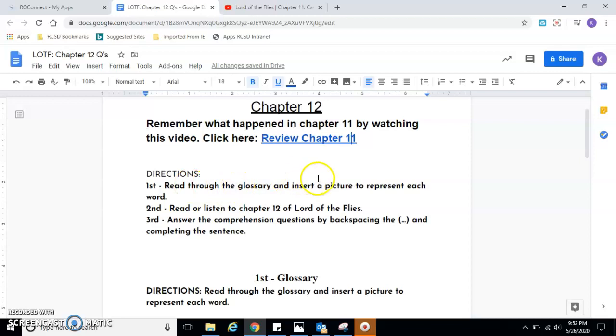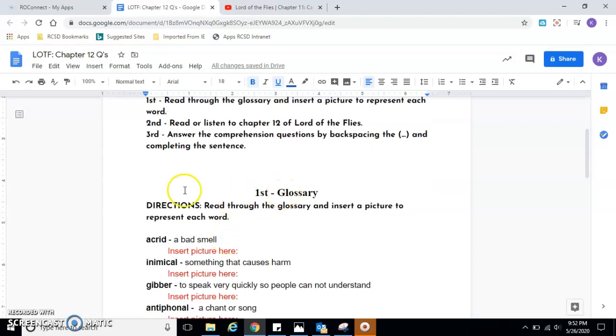First, read through the glossary and insert a picture to represent each word. Second, read or listen to chapter 12 of Lord of the Flies. Third, answer the comprehension questions by backspacing the blanks and completing the sentence. Okay, first, directions. Read through the glossary and insert a picture to represent each word.